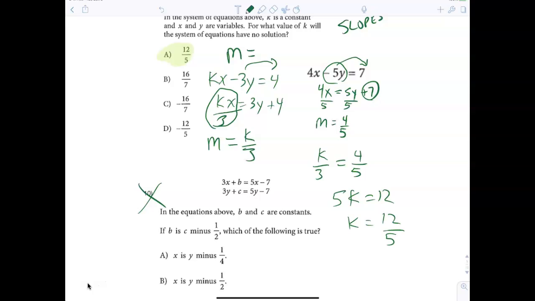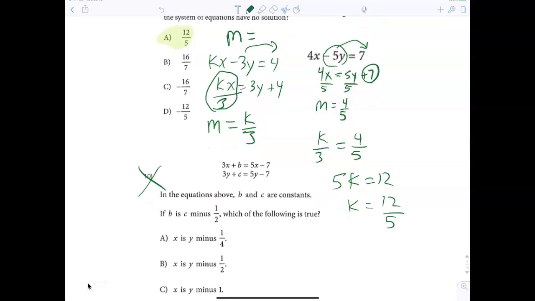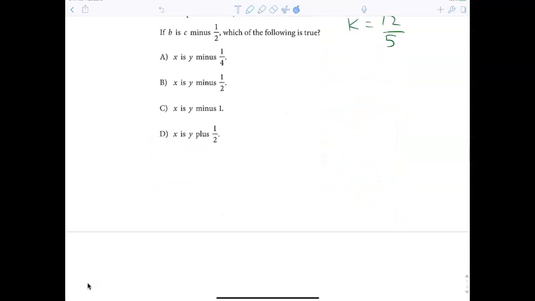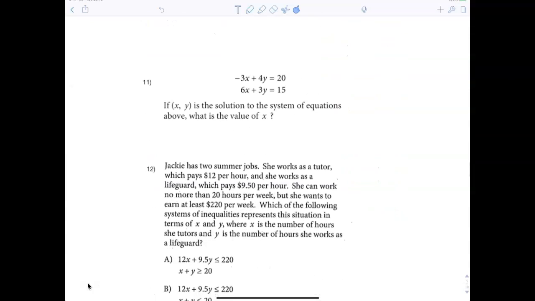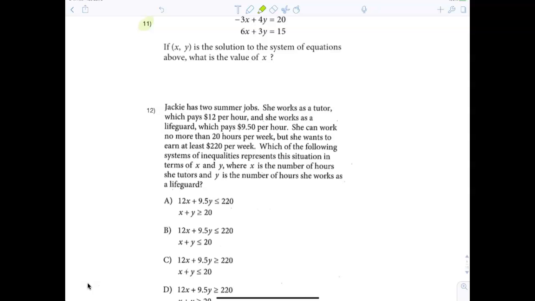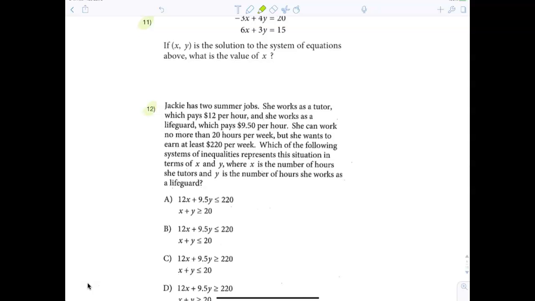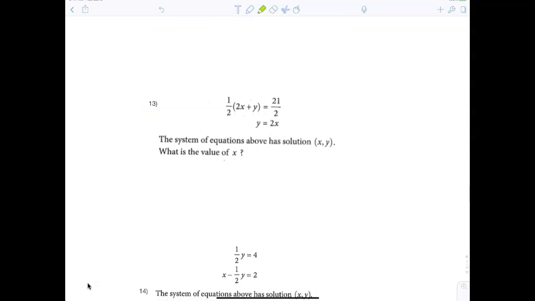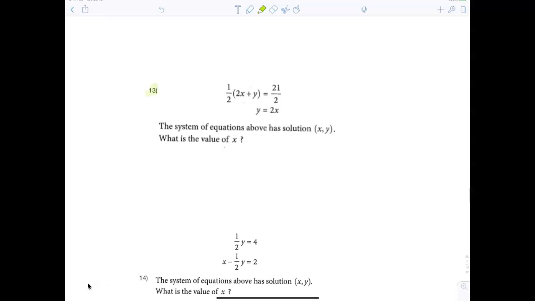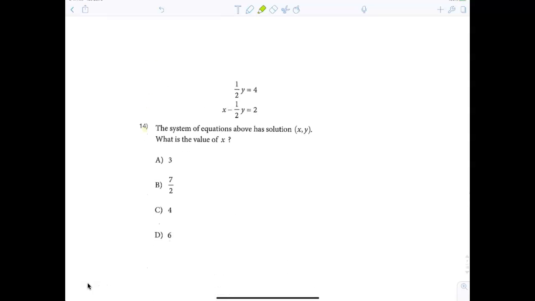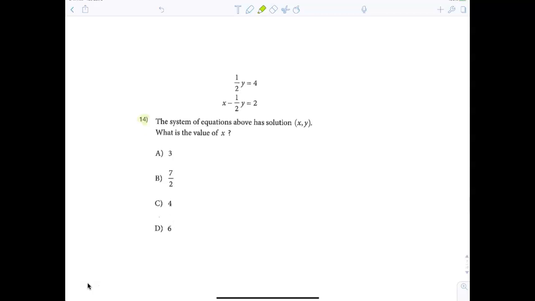Cross out 10. I don't care about number 10. All right, what time's the bell ring? 45. How much time do we have? 4 and 5. All right, so tonight I want you to try number 11. I want everybody to try 12. Definitely 13. Definitely 14. You can do all these.